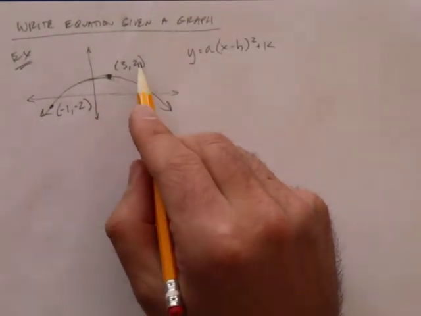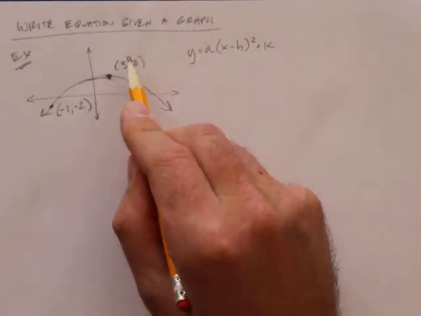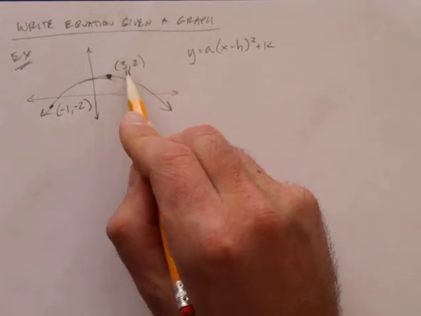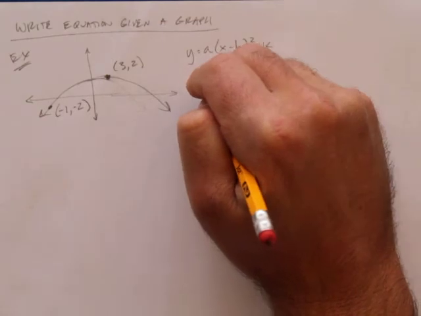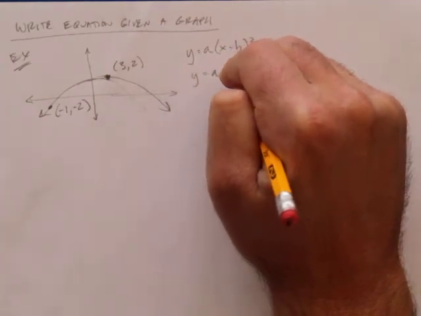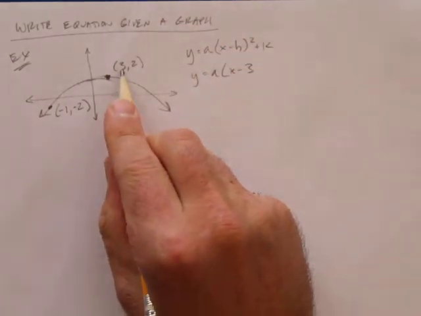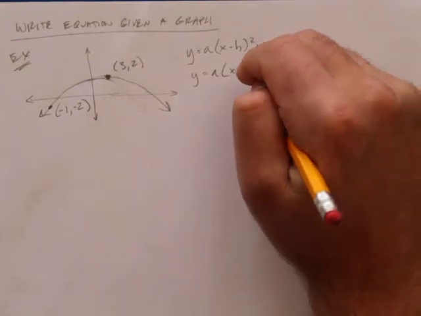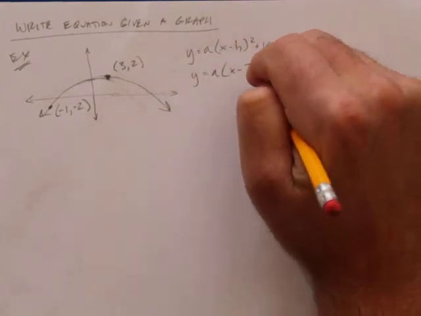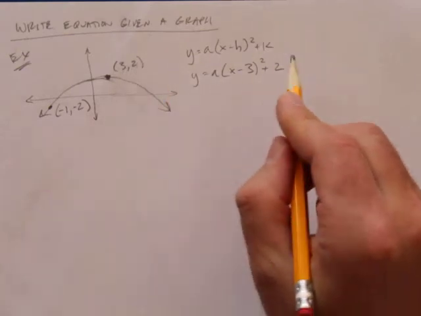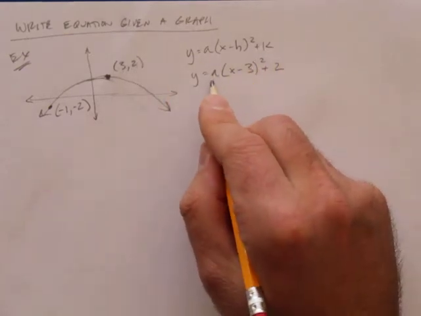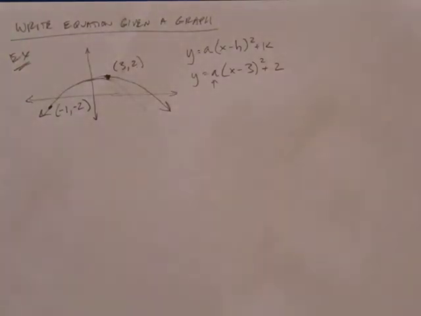So this is our vertex. (3, 2) is our vertex, so we can just plug that right in. y equals a times (x minus 3). Remember, this is positive, so we're going to keep this saying minus 3 squared, plus 2. This is my y value, this is my x value, this is my y value. All right, we're almost done. Now we just need to find out what this a is.